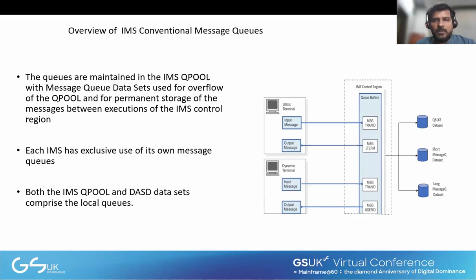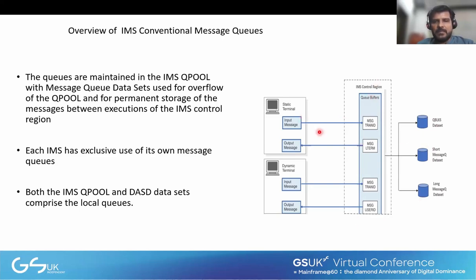Okay, so before we deep dive into shared queues, let's first understand how message queues work in a non-shared queue environment. In a standalone IMS system, IMS uses a queue pool of memory to store the input-output messages. Once this queue pool buffer gets full with messages, IMS uses DASD datasets to store the messages. There are three DASD datasets used in message queues: queue blocks datasets, short message queue datasets, and long message queue datasets.